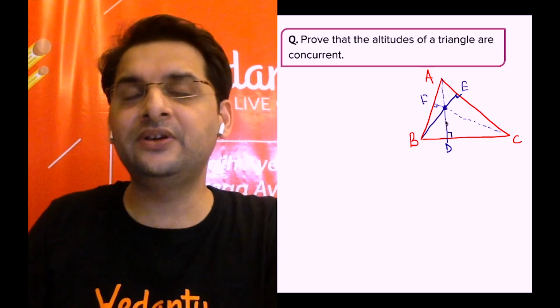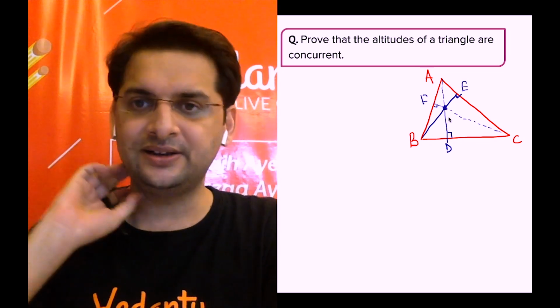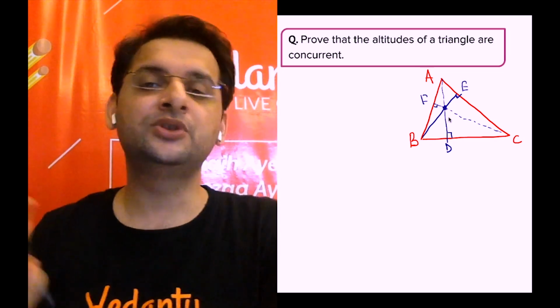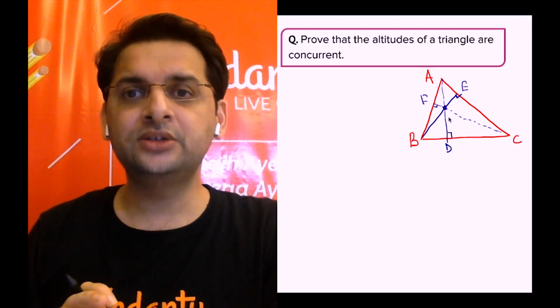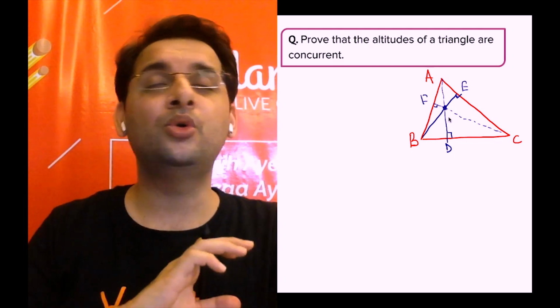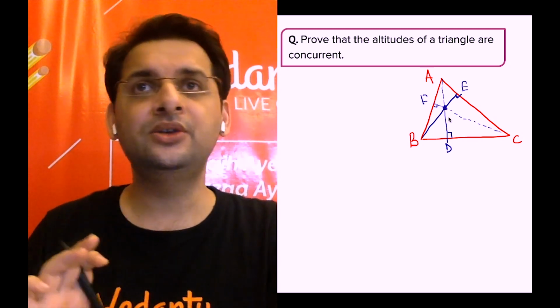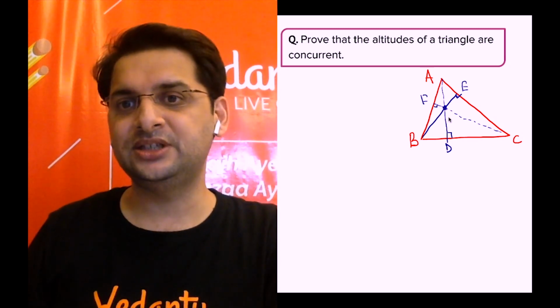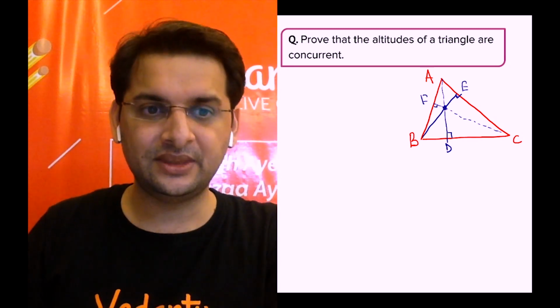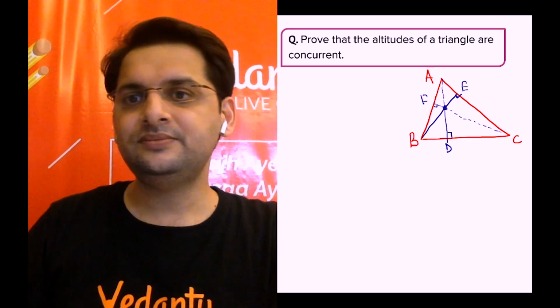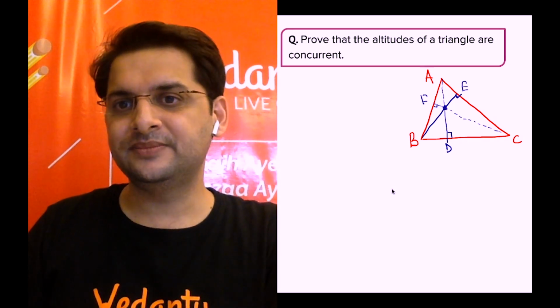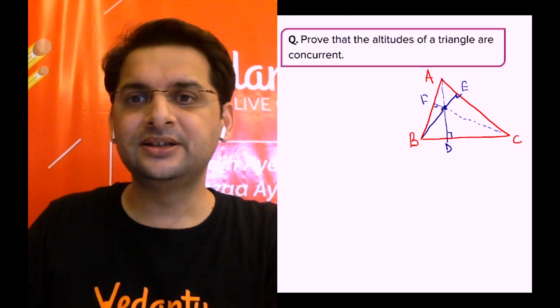We all know this. This is something we have been doing since ages, right? And there are multiple proofs to prove this. So altitudes of a triangle are concurrent. This can be proved in more than one way. But since we've done Ceva's theorem, I'm just telling you the simple application of Ceva's theorem or its converse. Now, how do we prove this?